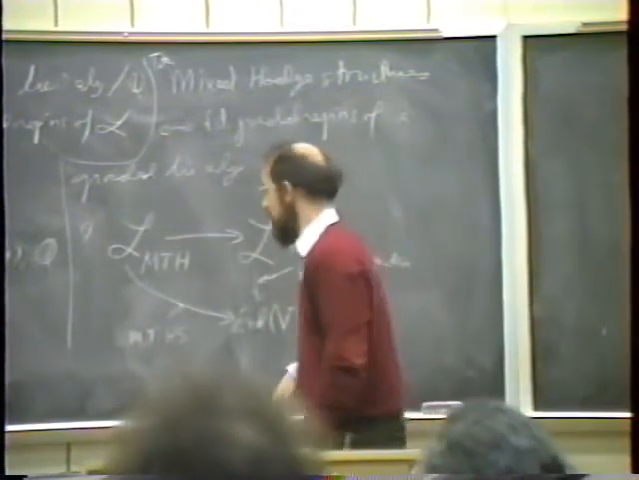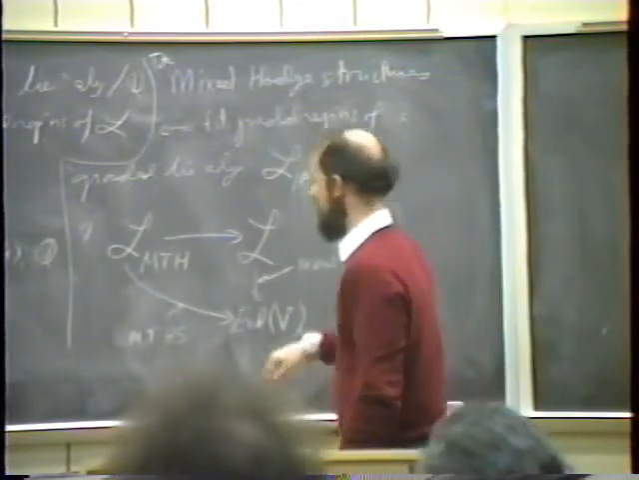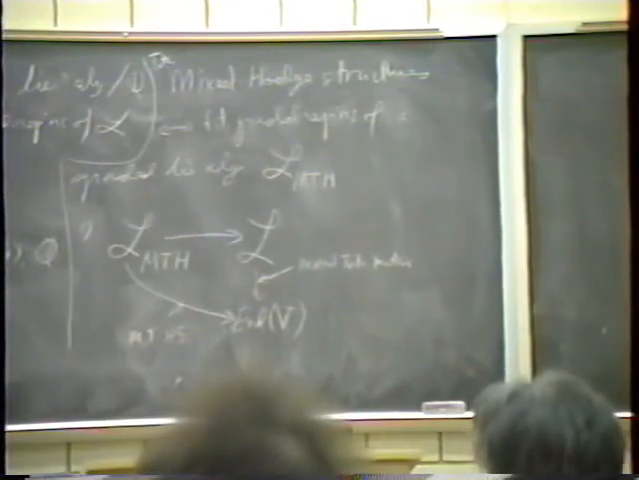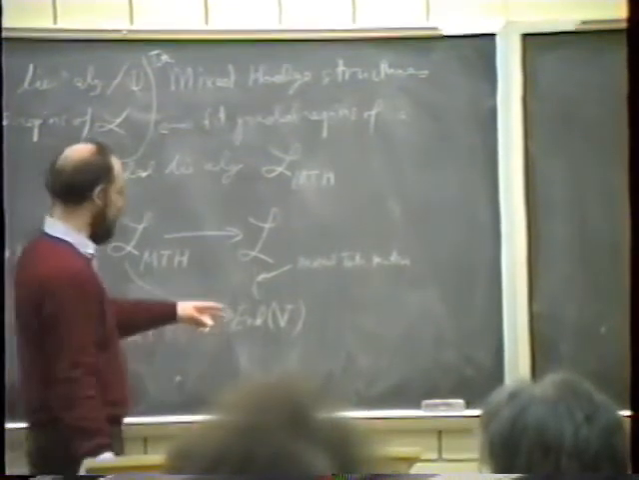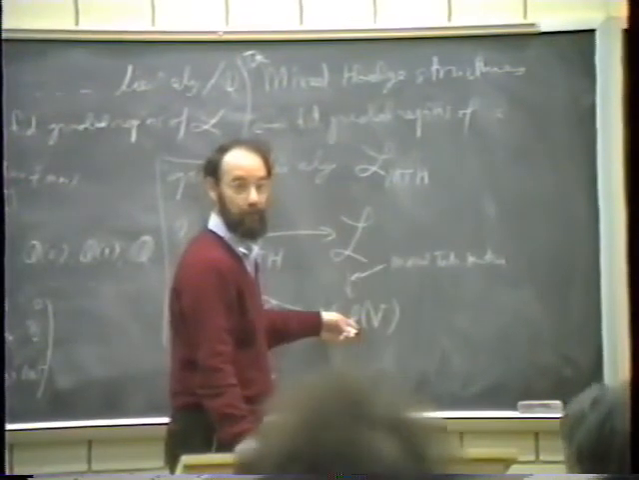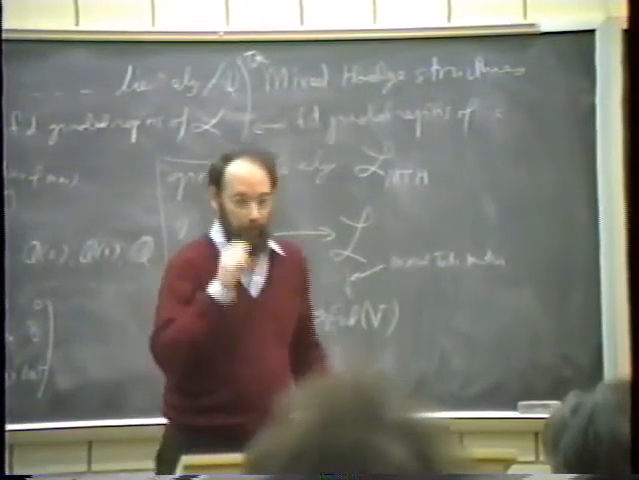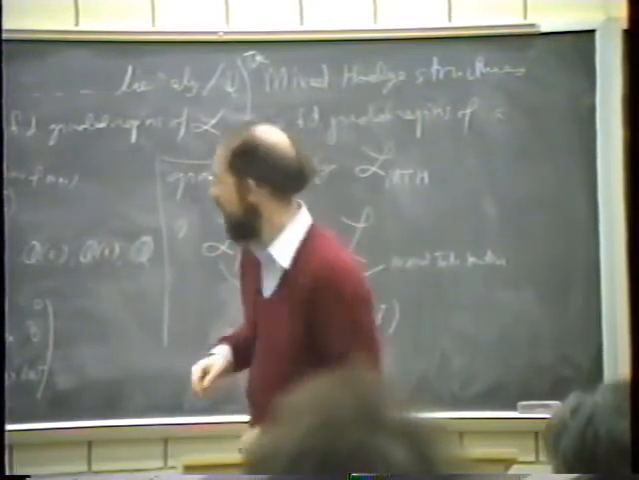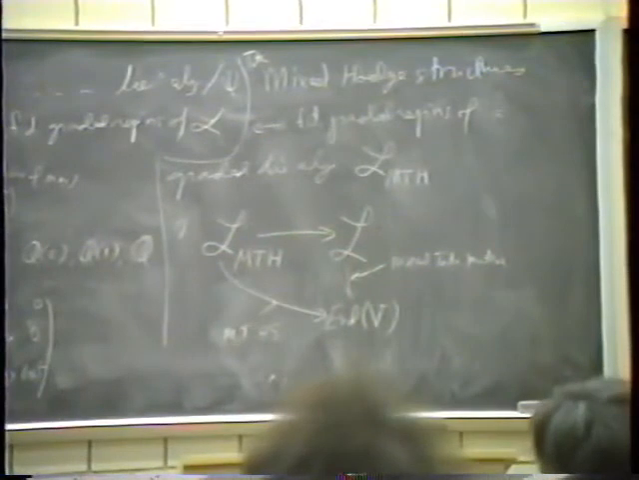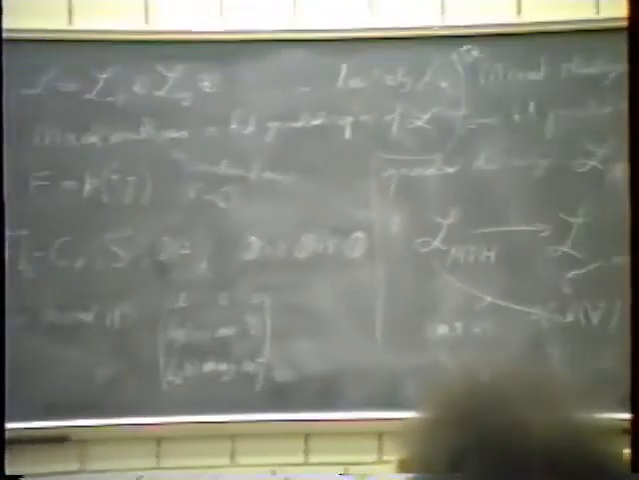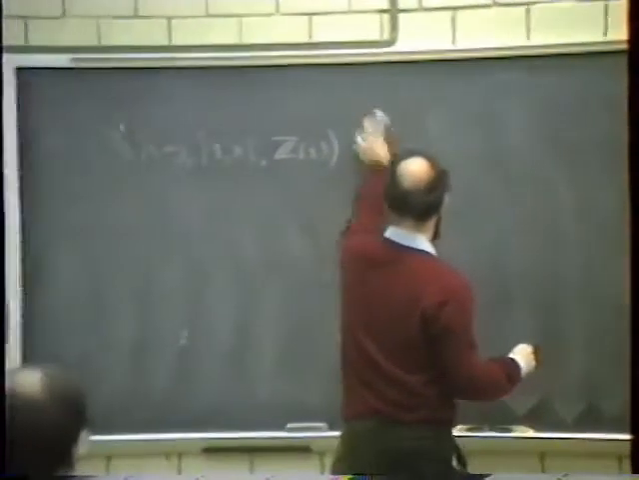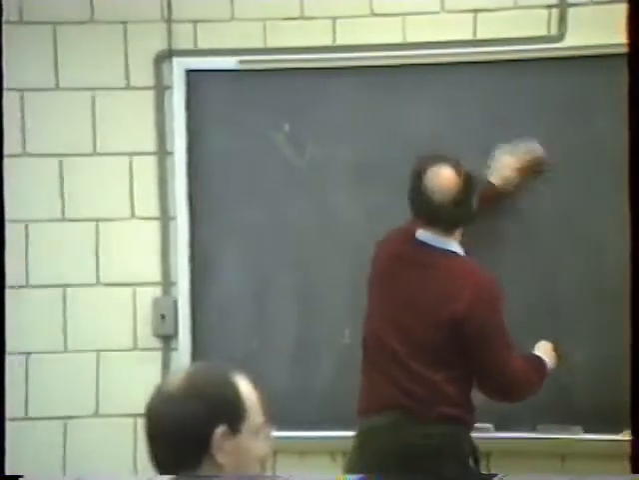So, if these examples, which are certainly mixed Hodge structures, are going to come from mixed motives, then we'd like to get some representations of our L that they should correspond to. So let's look a little bit at what that might mean.